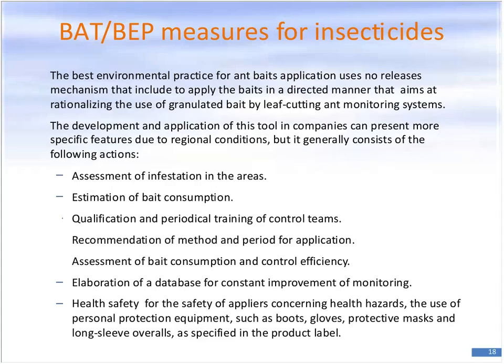So, some bottom-up measures for insecticides. The best environmental practice for ant bait application uses no-release mechanisms. That includes applying the bait in a direct manner that aims at not only rationalizing the use of the granulated bait, but also at monitoring systems. The development and application of tools in companies can present more specific features due to regional conditions, but it generally consists of actions such as the ones described here.